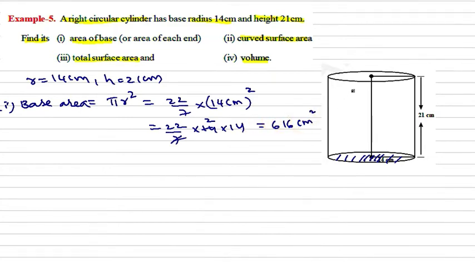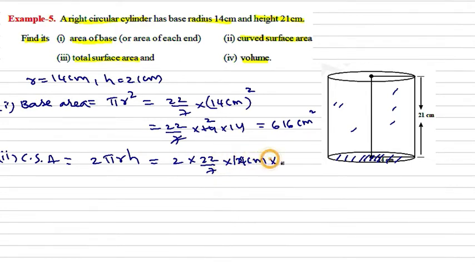Now we are going to find the curved surface area of this cylinder. So CSA is equal to 2 pi r h, nothing but we are substituting the values: 2 into 22 by 7 into radius 14 centimeter into height 21 centimeter, then 7 ones are 7, 7 twos are 14, so which is equal to 1848 centimeter square.